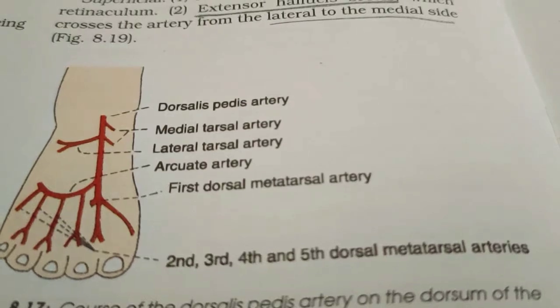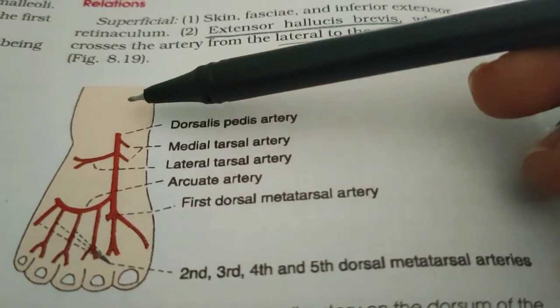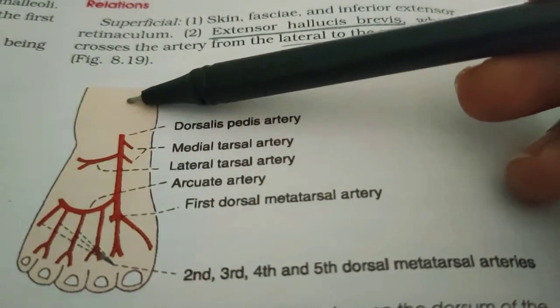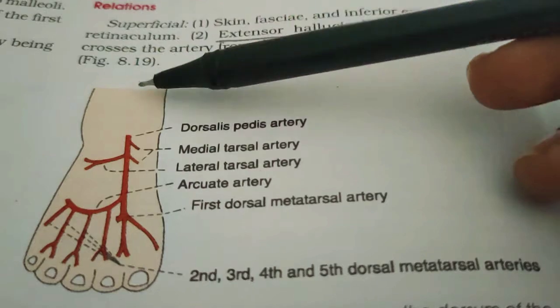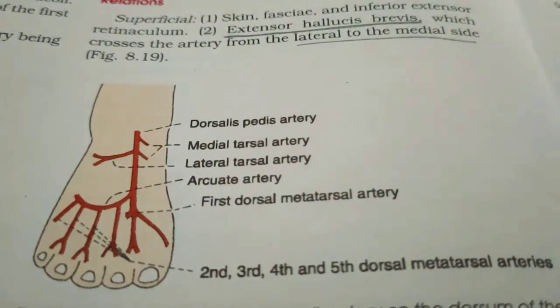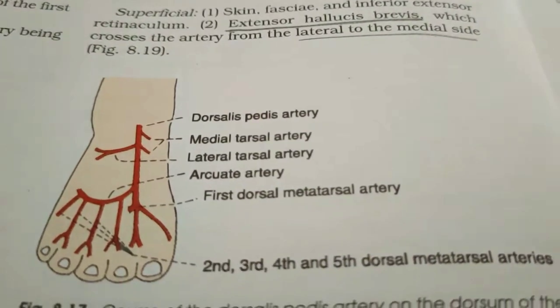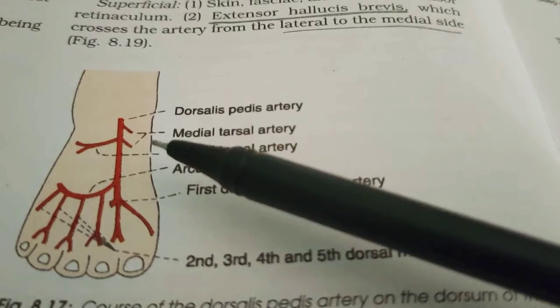The dorsalis pedis artery is a continuation of our anterior tibial artery. Of course, the anterior tibial artery is in turn a continuation of the popliteal artery, and the popliteal artery is a continuation of the femoral artery. So that artery continues down below to form our dorsalis pedis artery on the dorsum of the foot. It is actually the chief artery of the dorsum of the foot.